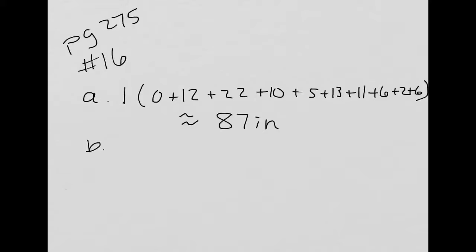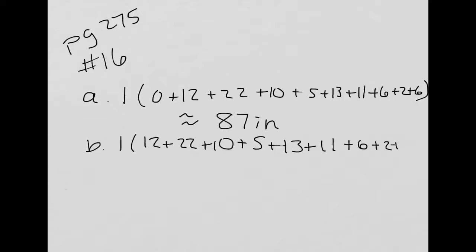And then if I do B, the right endpoints, again, it's a distance of 1. So I leave off the first 0. But actually the last number is a 0, 2. So it's not going to change anything in terms of my answer. So it's going to be roughly 87 inches also.